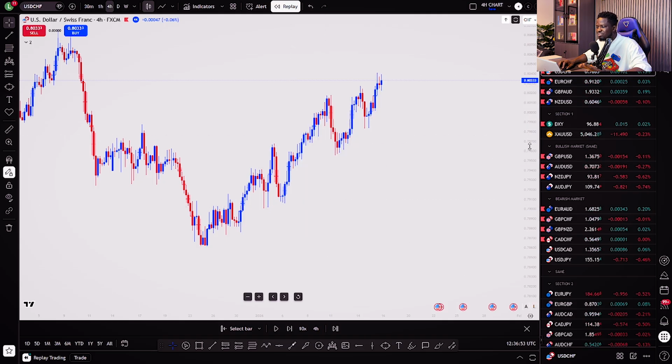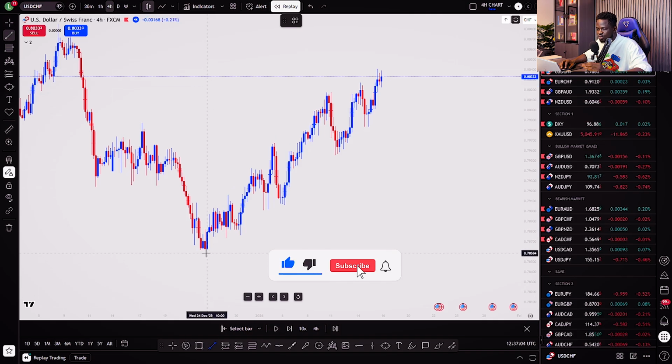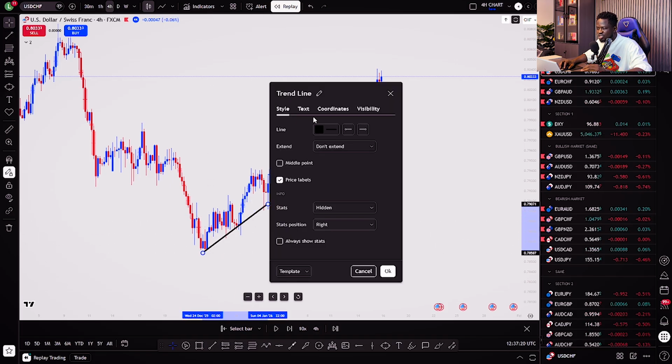And how to establish your trend line using a proper approach. The best way is to draw your trend line by connecting the points together. Draw your trend line in such a way that it will have multiple touches in the market. I want to connect the trend line from this point to this point. Then after connecting these two points, I'm going to double click on the trend line.